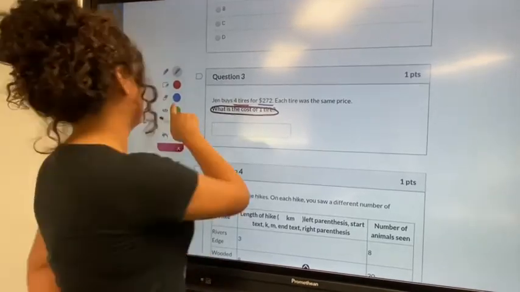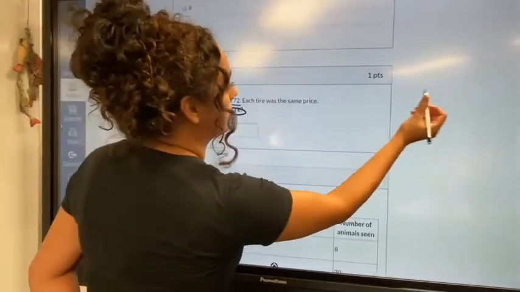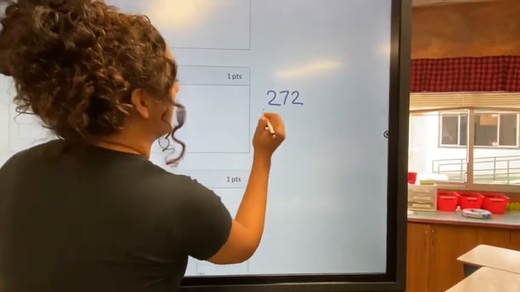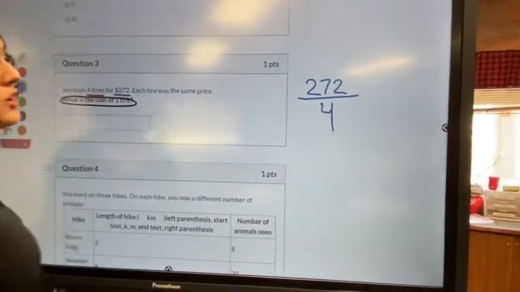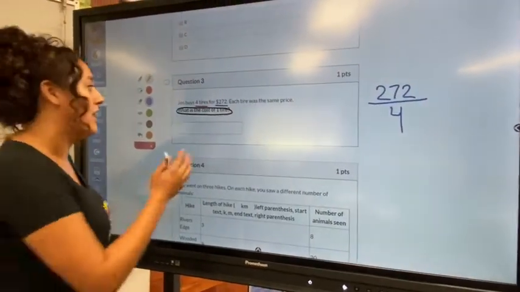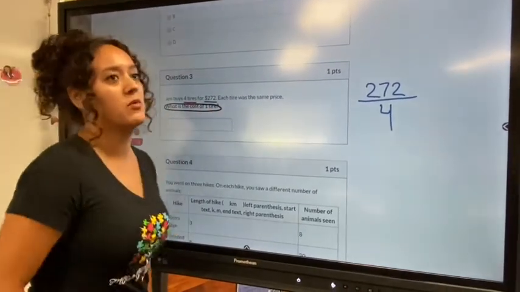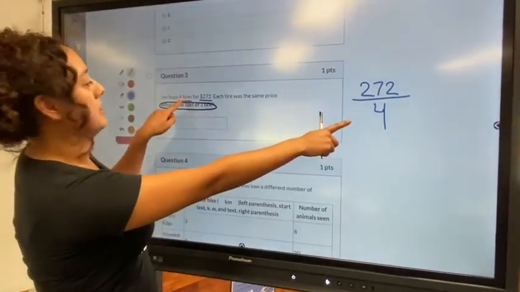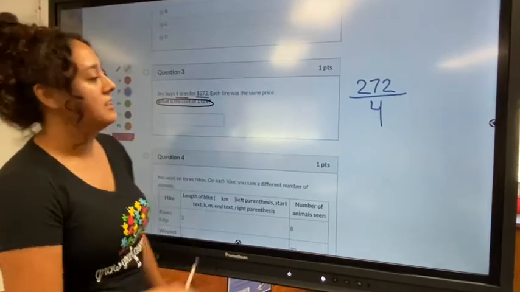So I'm going to get my $272, and I'm going to put it over 4 tires. Why am I putting the 4 at the bottom? Because in the question they asked me, what is the cost of 1 tire? That means whatever they want me to make 1, it's going to be the tire. So I decided to put the number of tires at the bottom because that's what they want me to make 1.